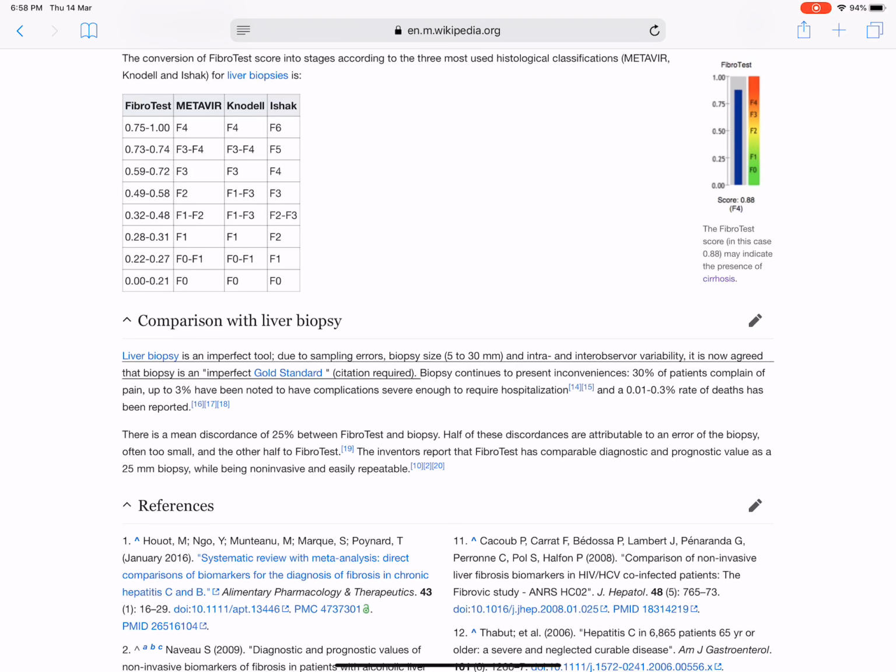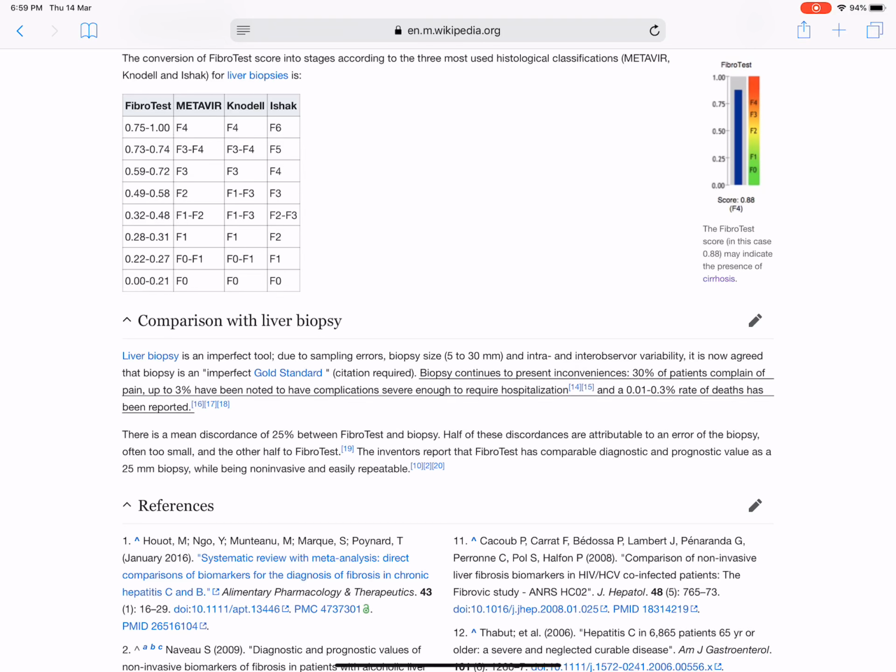Comparison with liver biopsy. Liver biopsy is an imperfect tool. Due to sampling errors, biopsy size, and inter-observer variability, it is now agreed that biopsy is an imperfect gold standard. Biopsy continues to present inconveniences.